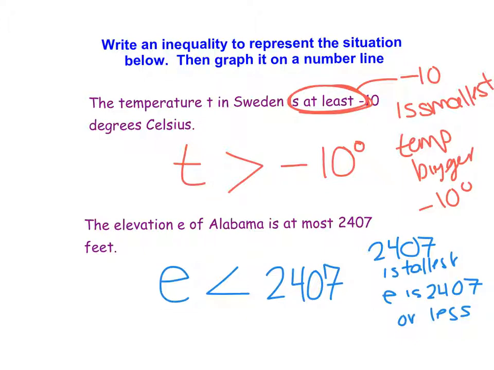Now for each of these you might be wondering, should I have an equal to underneath? And typically in this type of situation, because we're saying at most, it means that it could reach 2,407 or be less. So yes, we want to include an equal sign. Or in this one, we could go down to negative 10, that should be included. Otherwise, we'll be above it. So yes, you should include those equal signs in both of them. At most and at least are implying that equal sign underneath.